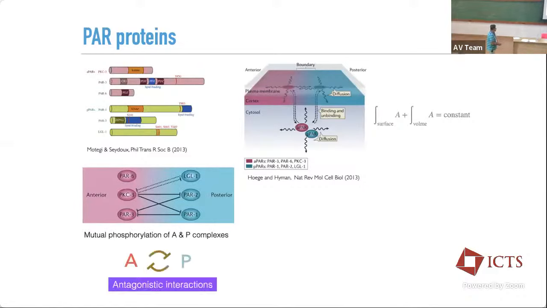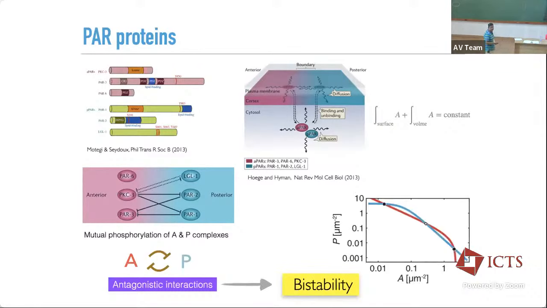The essential idea turns out to be that A and P, these 2 proteins, the red and blue proteins, don't like to be around each other. So if there is more of A, it tries to remove P on the surface. And if there is more of P, it tries to remove A. So it gives you some antagonistic interactions. In the dynamical systems language, this basically means it gives rise to bistability. So there can be states which are A-rich, or there can be states which are P-rich.